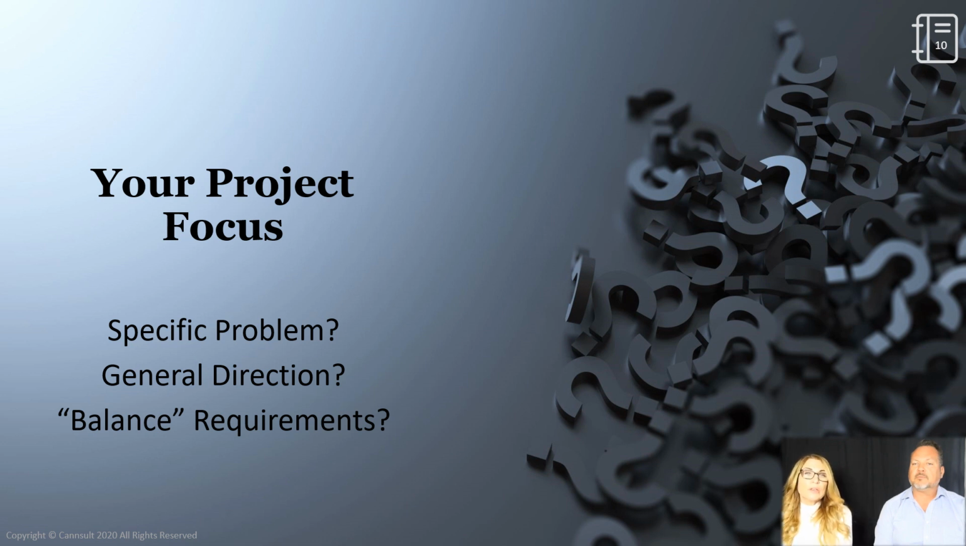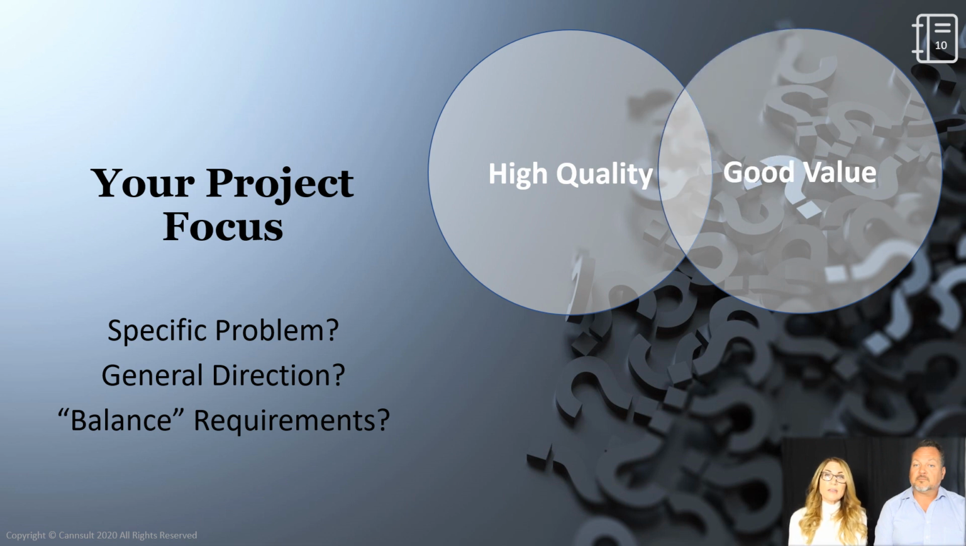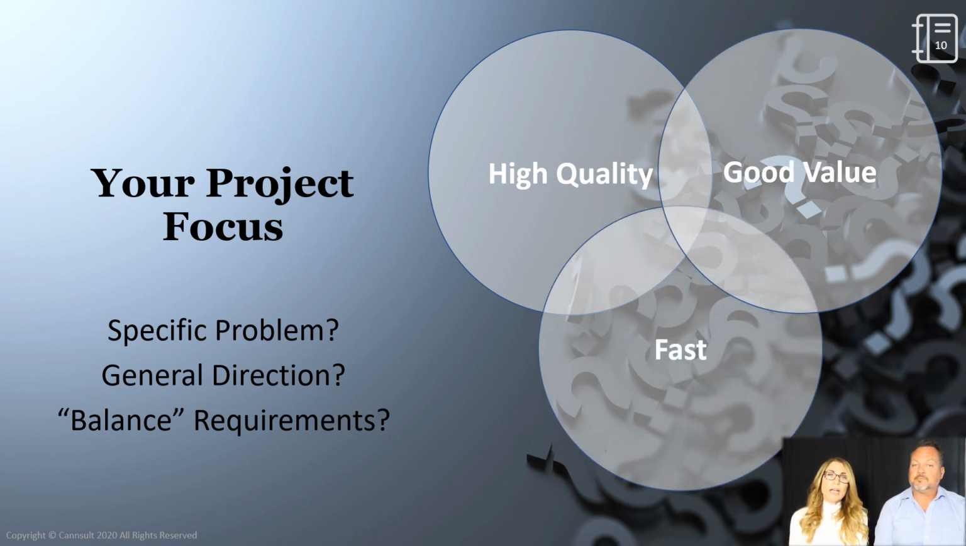For example, if our project is focused on improving the quality of the process output, we don't want to degrade our value. For example, we can't increase the price, and we don't want to slow the process down. We have to figure out how to improve quality while maintaining or improving our value and speed.